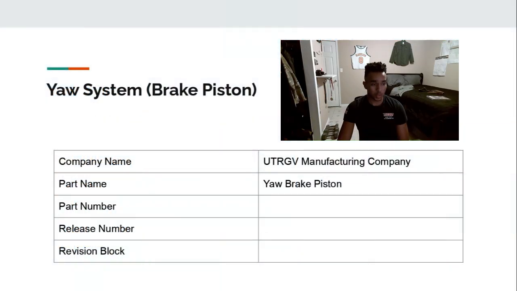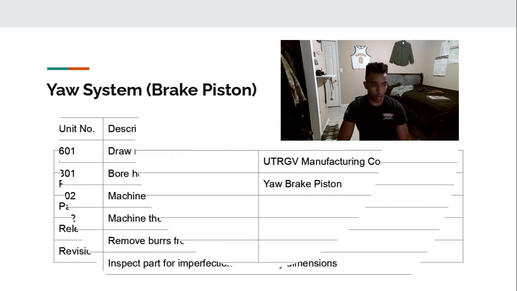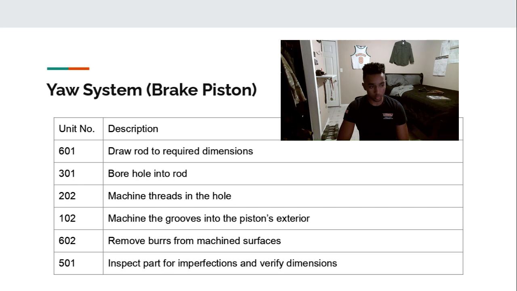Now this is the manufacturing plan for the yaw system's brake piston. So the company name is UTRGV Manufacturing Company, and the part name is the yaw brake piston. The first step will be at Unit 601, we draw the rod to required dimensions. Unit 301, bore hole into rod. Unit 202, machine threads into the hole. Unit 102, machine the grooves into the piston exterior. Unit 602 will remove burrs from the machined surfaces, and Unit 501 will inspect the part for imperfections and verify the dimensions.